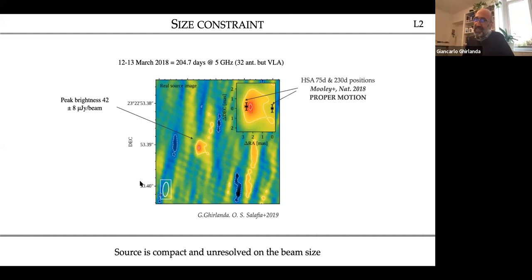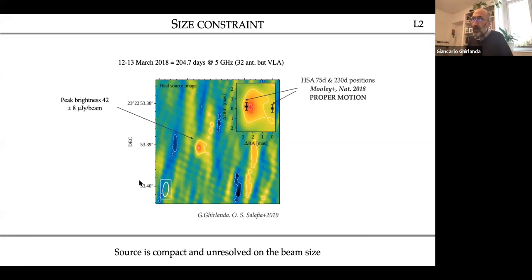The detection is at 5 sigma. As you see, the peak brightness is 42 microjansky. It's really at the extreme; it's quite dim, okay? And this required that the analysis of the data be much more sophisticated in order to assess the significance of the source and the size of the source with robust arguments.